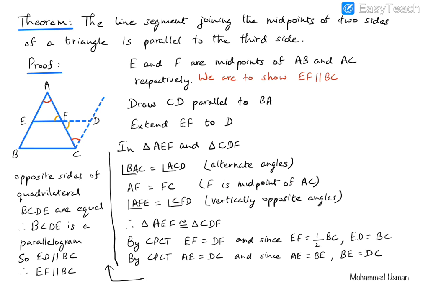Now we have these two triangles to be congruent as per the angle side angle rule. As per ASA, we have one angle, one side, and another angle equal. So therefore, by ASA, angle side angle, let me write that down here.